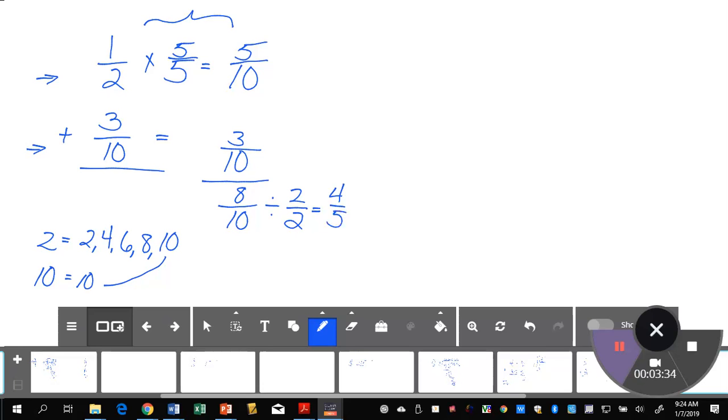I then ask, can that be simplified? I have consecutive numbers, a 4 and a 5. When I have consecutive numbers in a fraction, they can never be simplified. That fraction can never be simplified. And so I have found my final answer, 4/5. So 1/2 plus 3/10 equals 4/5.